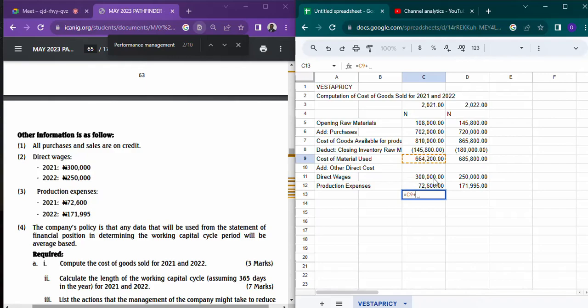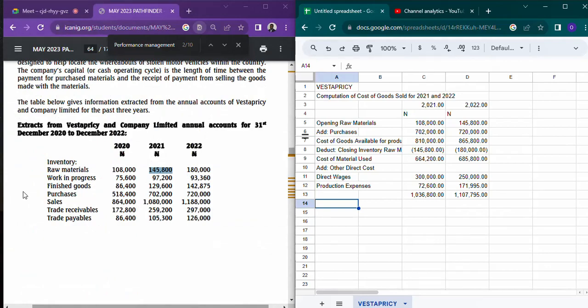664,200 plus 300,000 plus 72,600. Do you get it? Yes. Then now we've dealt with this, but we have work in progress. So you add opening inventory, work in progress.